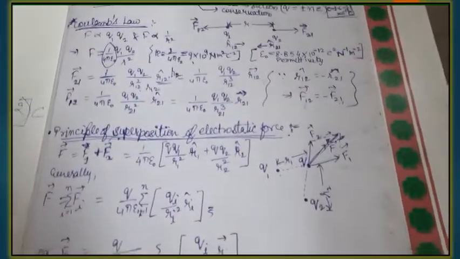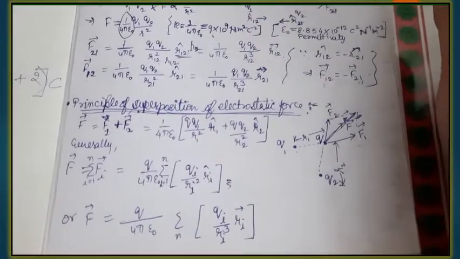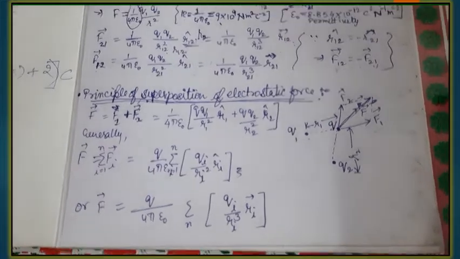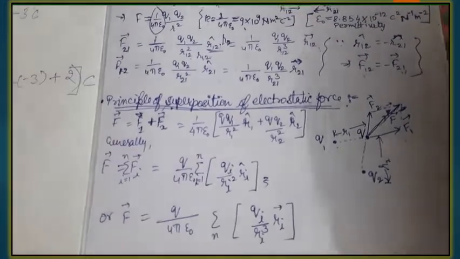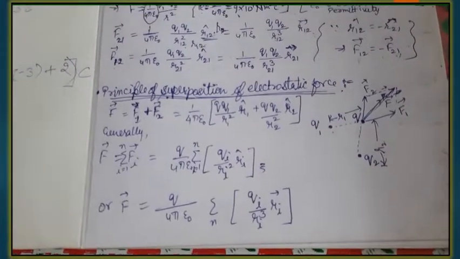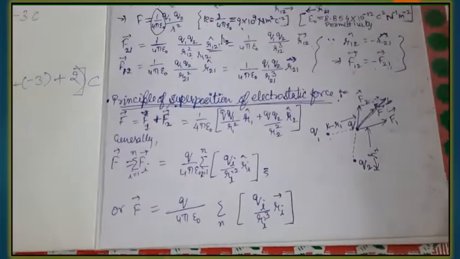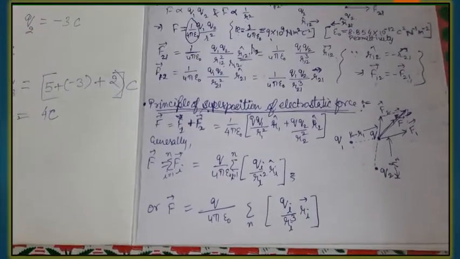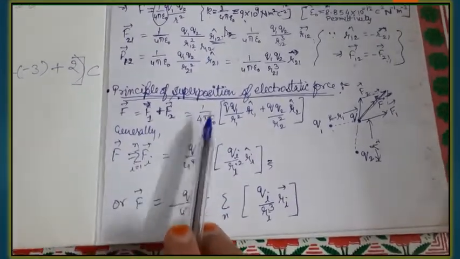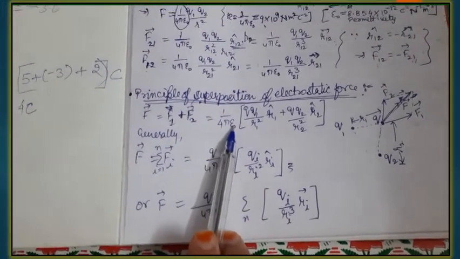Now, the principle of superposition of electrostatic force. By the principle of superposition we mean that whenever there is more than one force present in a system, then the total force can be determined by taking the vector sum of all the forces, because forces are vector quantities. We cannot add them up simply like we do for scalar quantities. We need to take the vector sum. So the net force acting in a system is the vector sum of all the forces present in the system.